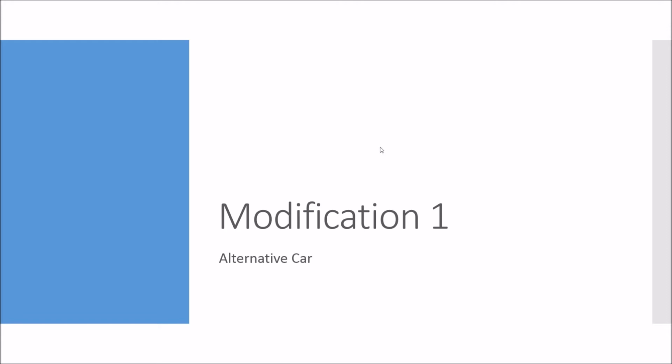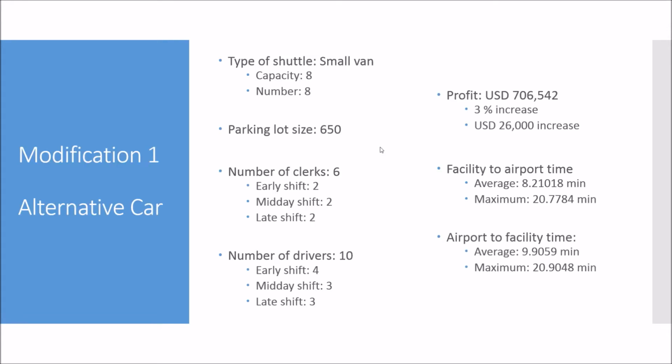Now, talking about modification 1, which is the possibility of choosing an alternative car in case the one you want is not available, we found that the parking lot size recommended remains the same at 650 spots, and that the profit is slightly increased, by about 3%, to 706,000. Also, the type of shuttle that we should use remains the same, that is a small van, and as we can see, the traveling times remain about the same. They have not changed much when compared to the original model.